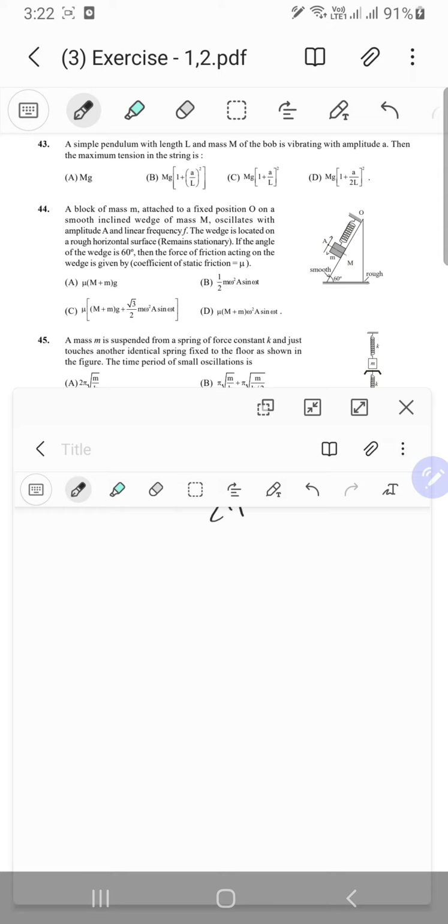Okay. Simple pendulum with length L and mass m is... and the maximum tension in the string is, so at the extreme position it has this arc length A. Cool. And this arc length A, well, that is actually sine theta is A. What about cosine theta though? This is so complicated. This arc length is, okay, that's not the best way to be doing it. What can we even do?